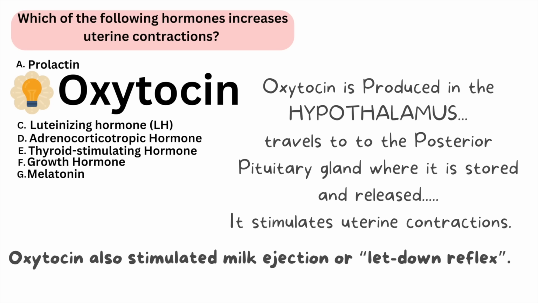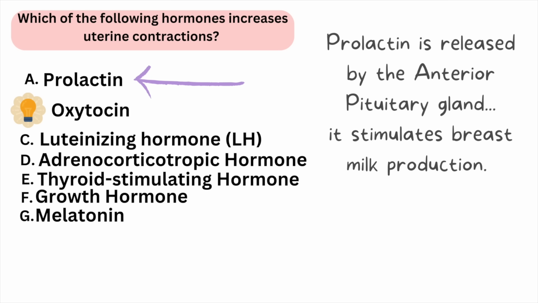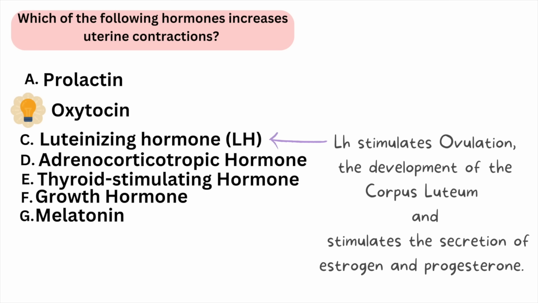Okay, so let's go over some of these other hormones. Prolactin is responsible for milk production, and it's released by the anterior pituitary gland. Luteinizing hormone, or LH for short, stimulates ovulation and the development of the corpus luteum, and it stimulates the secretion of estrogen and progesterone.